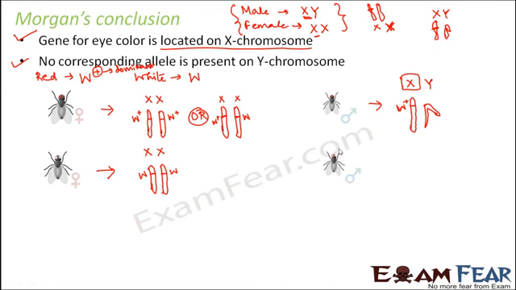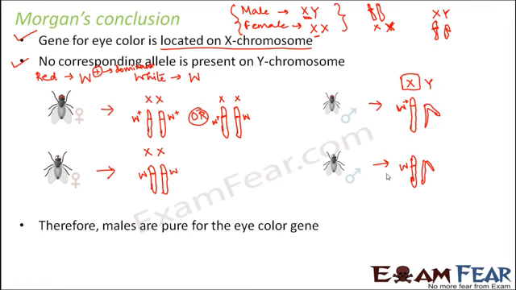What about a male white-eyed Drosophila? For a male white-eyed Drosophila, everything depends on the X chromosome. So the X chromosome has to have W, because the Y chromosome anyway is not going to carry anything. So this is how the chromosomal arrangement of male and female red-eyed and white-eyed Drosophila will be. So what do we observe here? We observe that the gene for eye color in Drosophila is located, or linked, exclusively to the X chromosome.